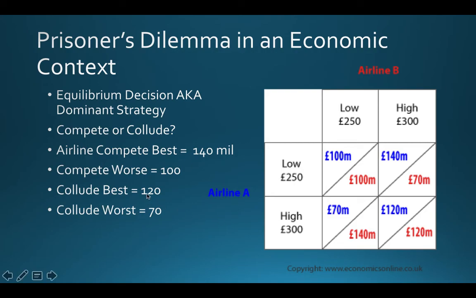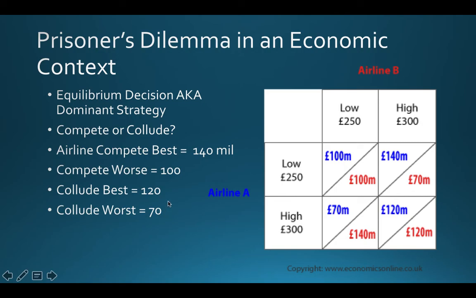If they collude, the best that they can hope to get would be 120 million, whereas the worst would be 70 million. So, for example, if airline A colluded, they could at most make 120 million, and that's if the other firm colludes. If they collude and the other firm doesn't, then they only make 70. So when we look at the best compete option, we would make more with our best option from competing than our best possible scenario from colluding. And the worst option that would come from competing is better than the worst option from colluding. So based on this, both firms should compete.